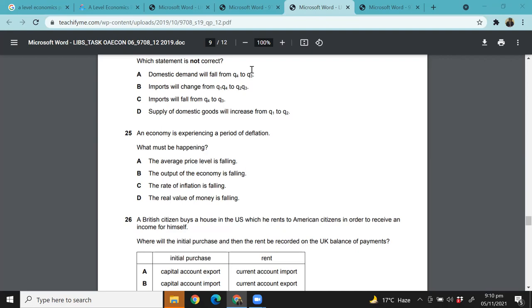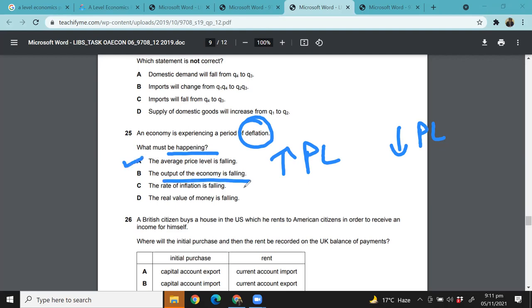What is inflation? Inflation is महंगाई, right? What happens in inflation? Prices go up, so the price level is rising. Deflation is prices falling, so the price level will decrease. Now, an economy is experiencing a period of deflation. What must be happening? This option is stronger than the option that the output of the economy is falling. Eventually, it will fall.